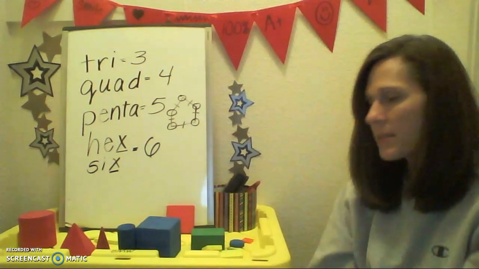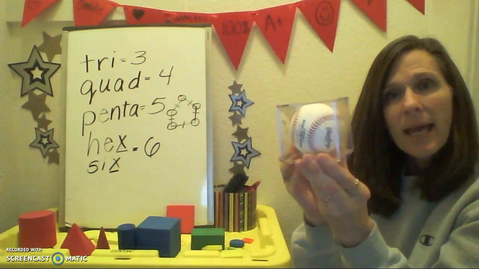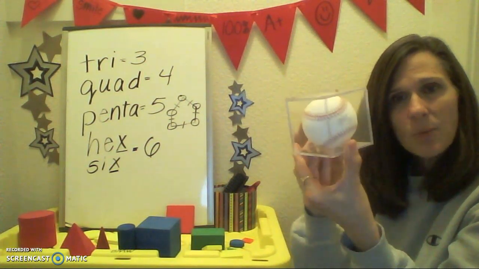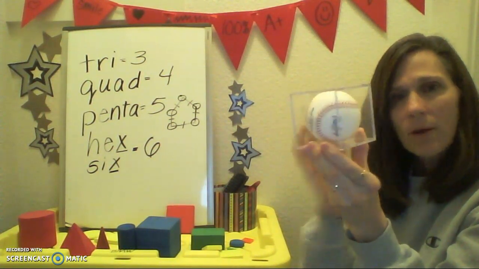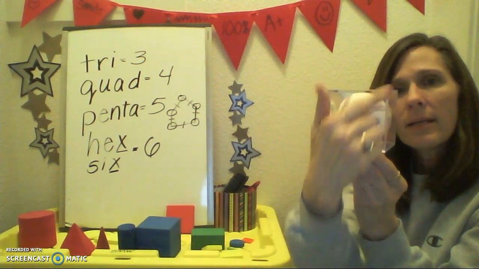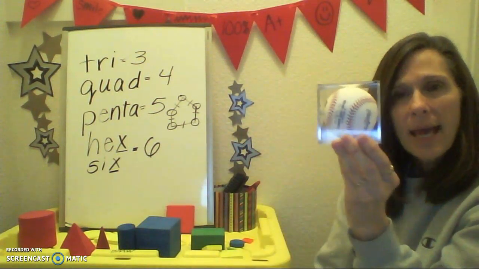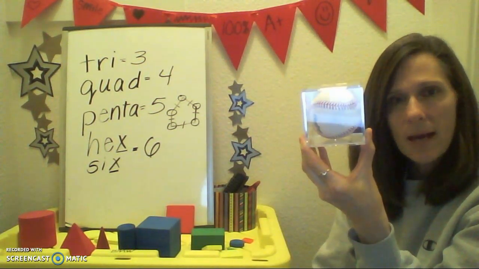Okay, and this one here, this is an autographed baseball, and it is in a cube as well. Every side is a square, and each side is the exact same size.